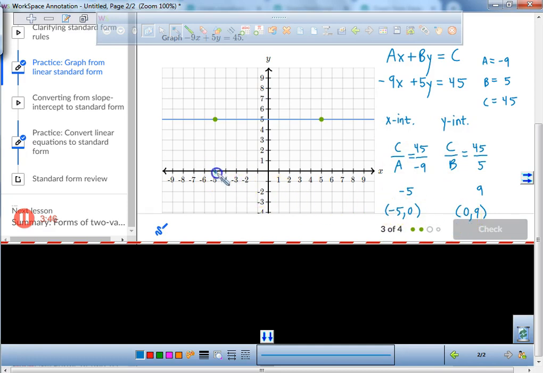I got to plot one right there. I got to plot one right up there. Okay? So I got to plot one here and plot one here. And that's what I'm going to do.